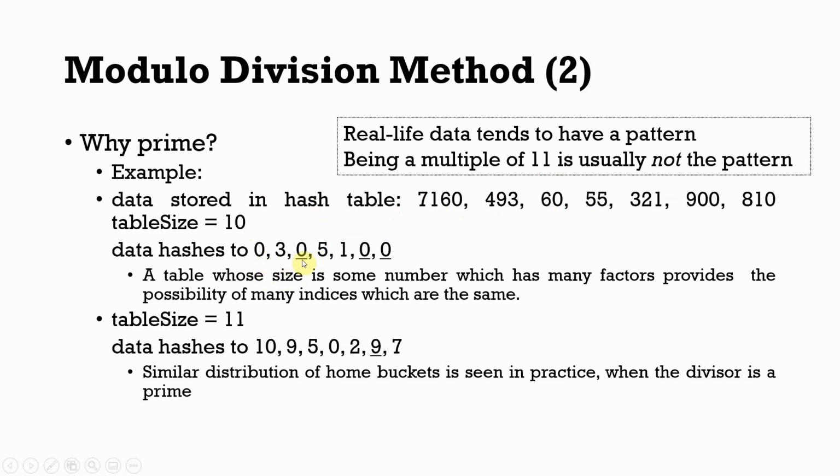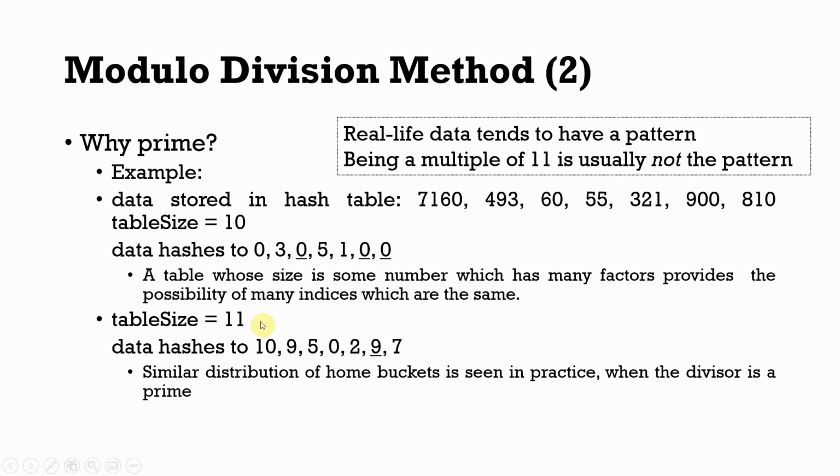You see that many items ended up at location 0. This item, this item, this item, this item are all mapped to location 0 of the table. This is called a collision, right? Many keys are mapped to one location.